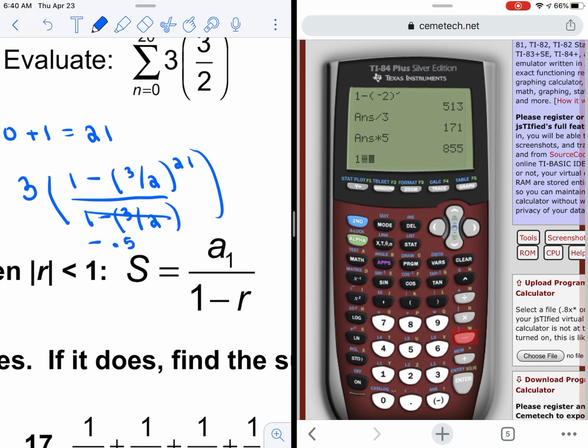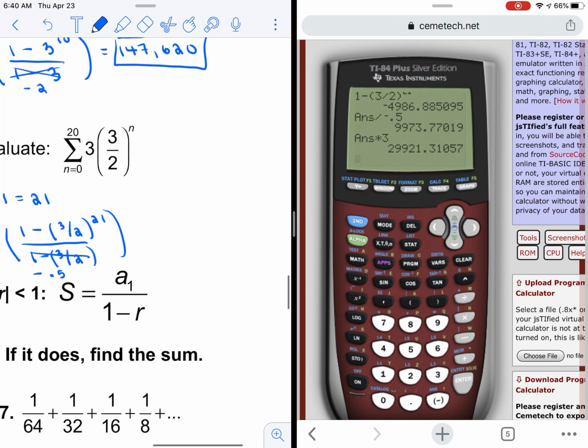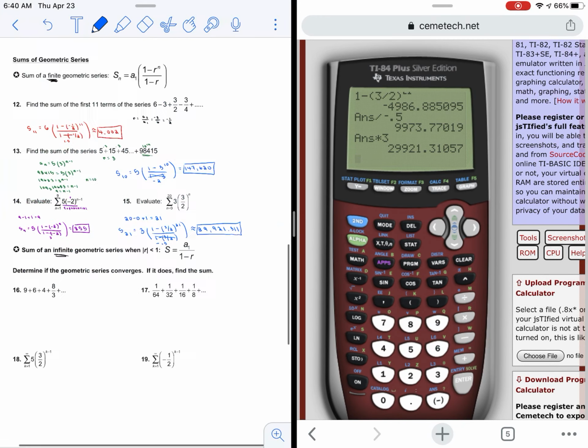And then we can find what's in the numerator. Raised to the 21st power. And then we can divide that by the negative 0.5. And then multiply that by the 3. And we get approximately 29,921.31. Let's bump that up to a 1. And then that is your sum.